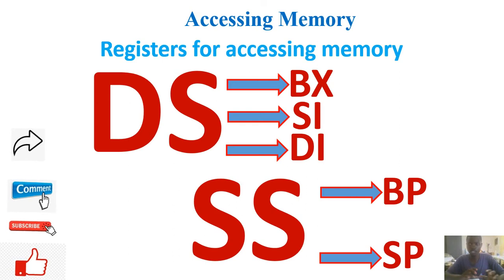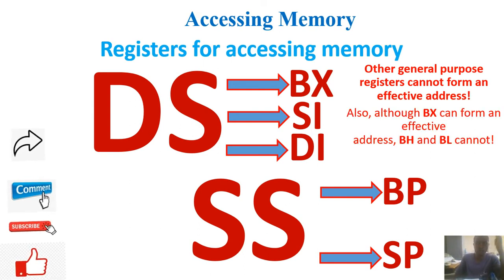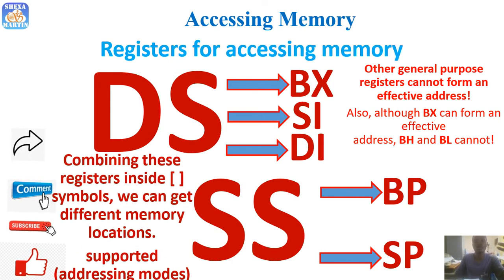Other general purpose registers cannot form an effective address. Also, BX can form an effective address, but BH or BL cannot form an effective address. By effective address, we mean that offset, the one that we add to the starting address of our segment register. By combining these registers inside the square brackets, we can get different memory locations.